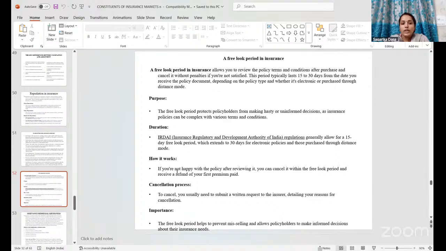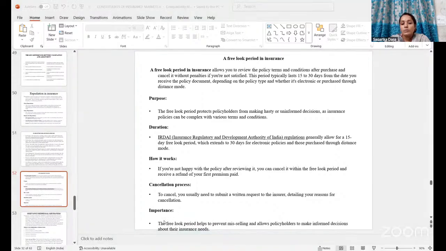How it works: if the policyholder is not happy with the policy after reviewing it, he can cancel it within the free look period, where he need not pay any fine or any penalty. Cancellation process: to cancel, the policyholder usually needs to submit a written request to the insurance company detailing the reasons for cancellation.